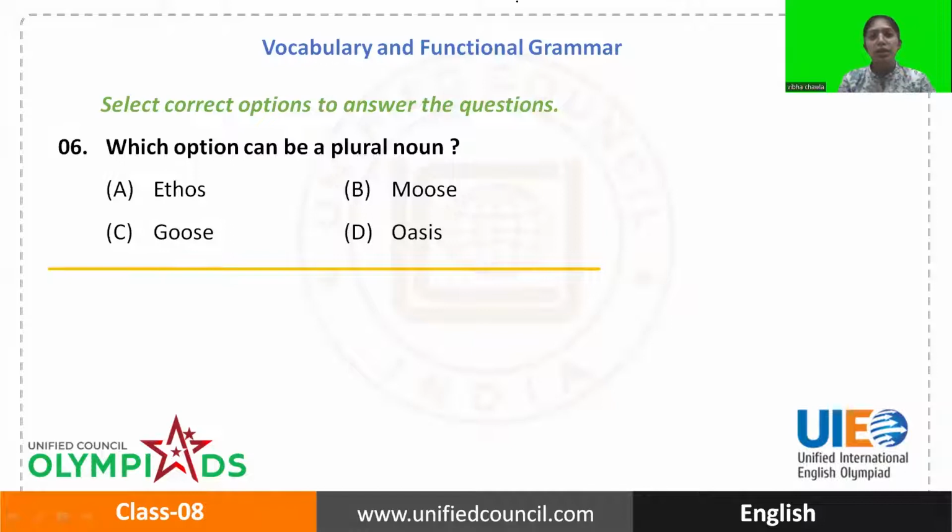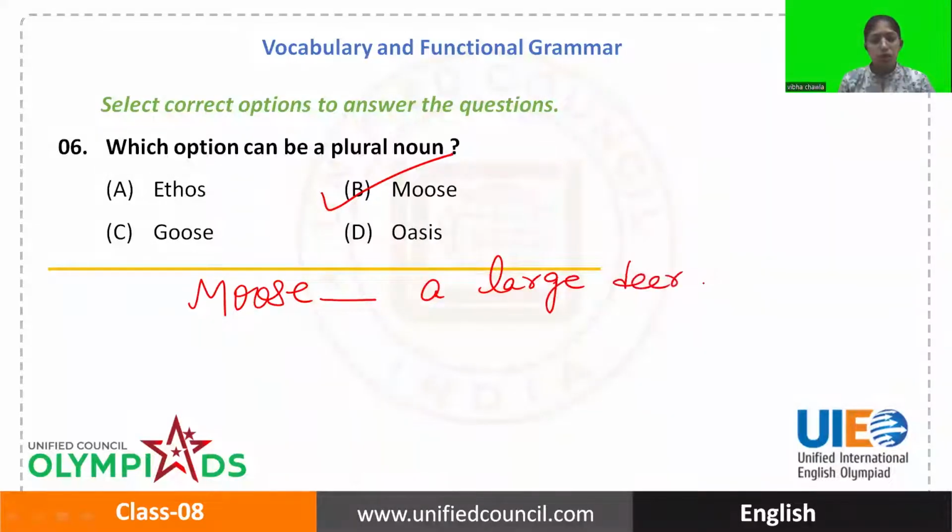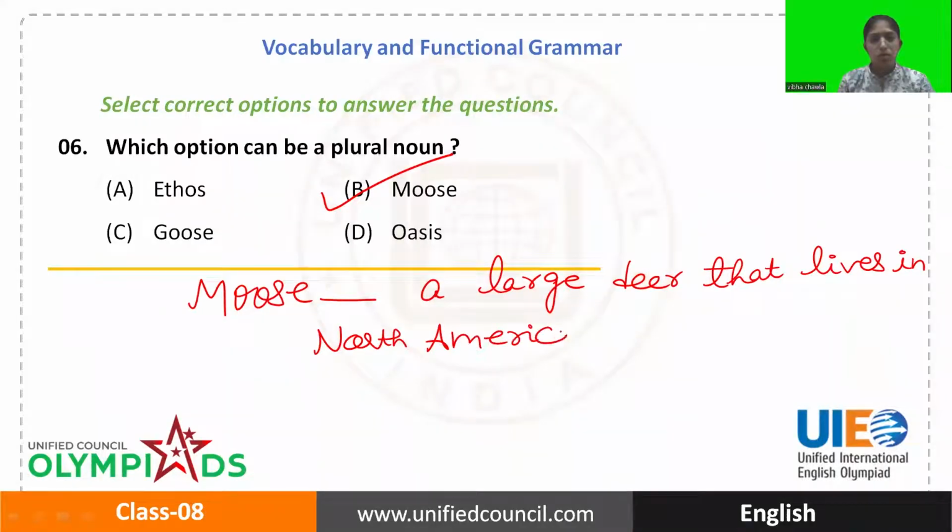Now let's try the next one. Question number 6. Which option can be a plural noun? Ethos, moose, goose, oasis. So the one which can be a plural noun here is moose. See, this word is same in singular as well as plural. Moose. Moose means a large deer that lives in North America.